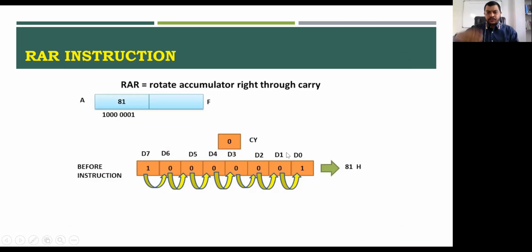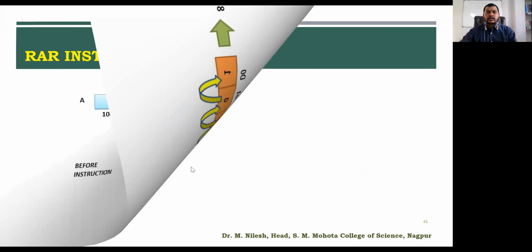RAR में हमारा राइट शिफ्ट होगा, राइट. So all the bits are being shifted. ये इधर जाएगा, ये इधर जाएगा, ऐसा. तो यहाँ पर हमने 81 लिया है. ये 81 कैसे हो जाएगा, 81H का क्या होगा, ये हम लोग वहां पे बता सकते हैं, राइट. So this is the rotate.